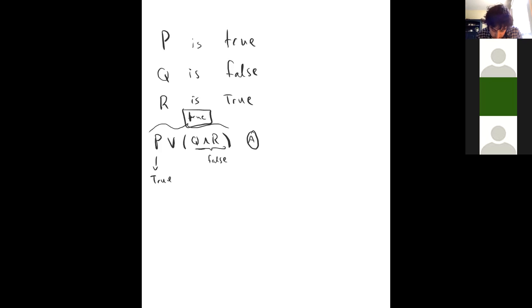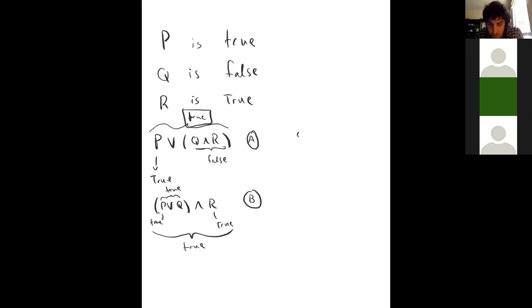Maybe I should just do B also. B was P or Q and R. So this is an and statement. So for an and statement to be true, we need both of the things to be true. So this is true. P is true. So this whole thing is true. So both the things on the side of the and are true. You guys get that?